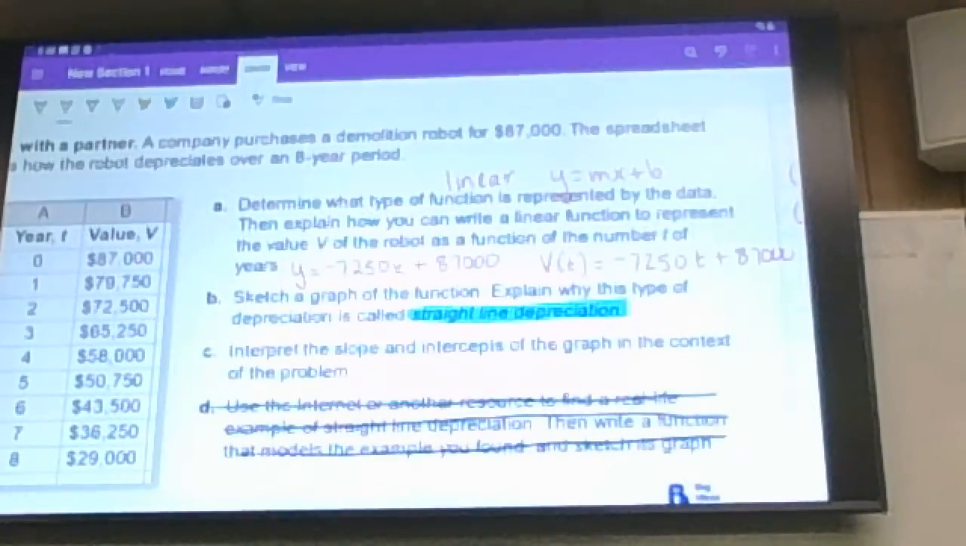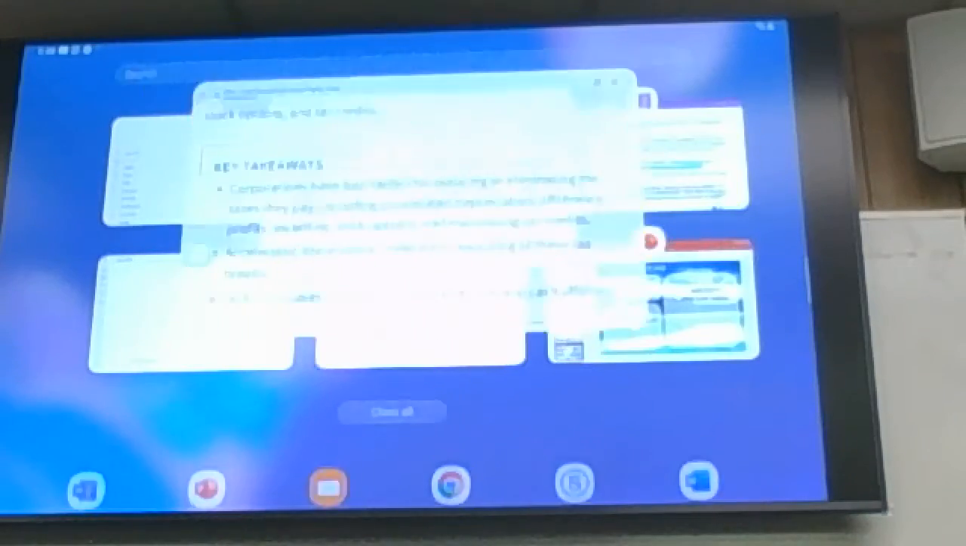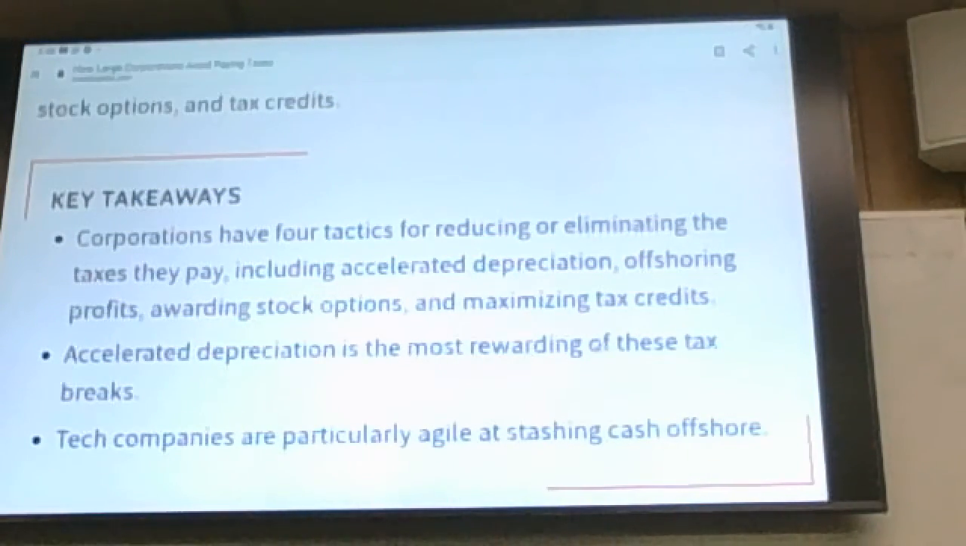So I have something to show you. Investopedia is not like the best source, but it actually is really clear for helping you understand finance. So this is ways that corporations save money. The biggest way corporations save money is reducing the amount of taxes that they pay the government.